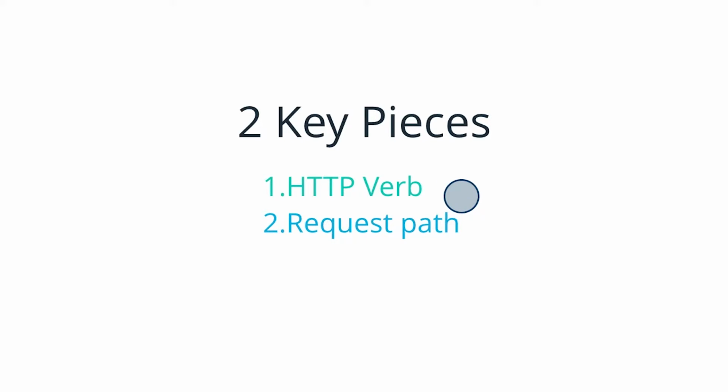And the second key piece of information is the actual path that the user is requesting. So is the user making a request to /signin or to /signout? Or is the user requesting /inbox or /inbox/starred? Those two key pieces of information, the verb of the request and the request path itself, are what will match in our routes.